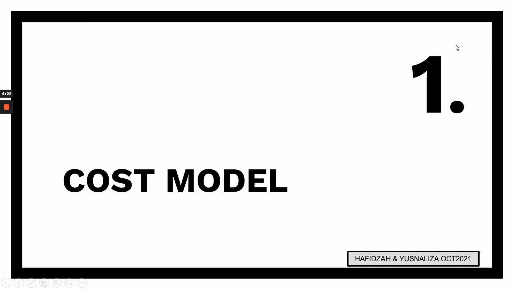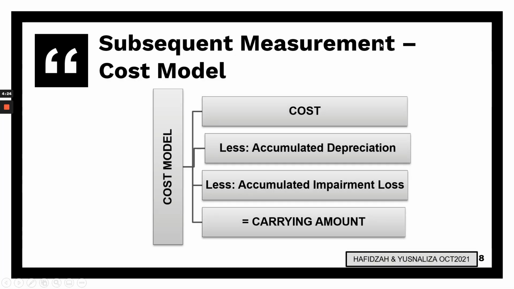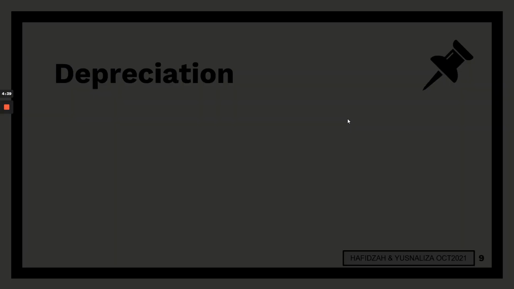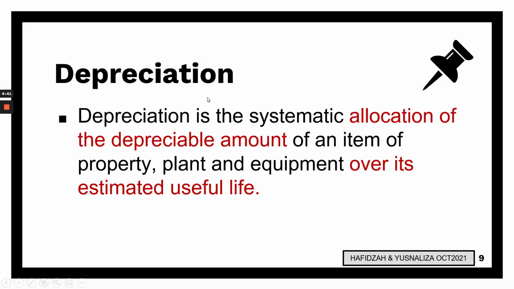Next, we start off with the cost model. As I mentioned, the cost model is cost minus accumulated depreciation minus accumulated impairment loss, and the result of that is called the carrying amount. Let's start with the first thing to be discussed under the cost model, that is depreciation.